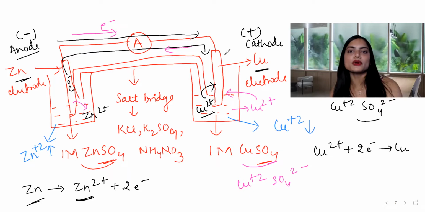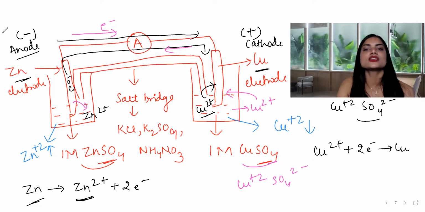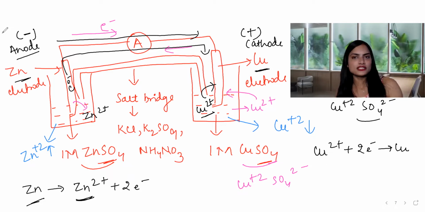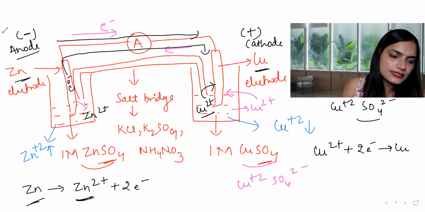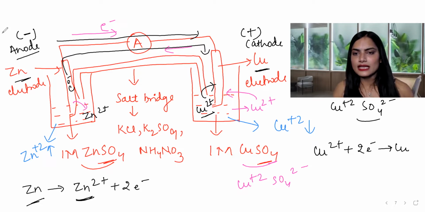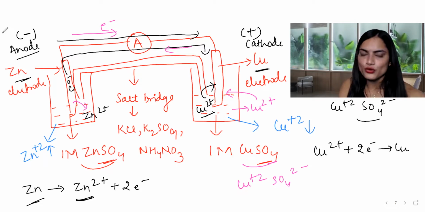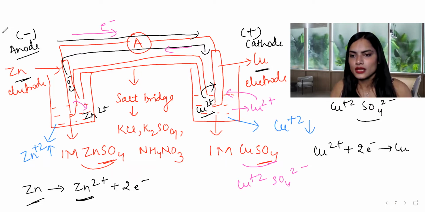So please remember that in an electrochemical cell or galvanic cell, anode is negatively charged and cathode is positively charged. I'm writing this here because it is reversed in the case of electrolytic cells. So yes, anode is negatively charged and cathode is positively charged. I hope you have understood this concept. So let's move on.